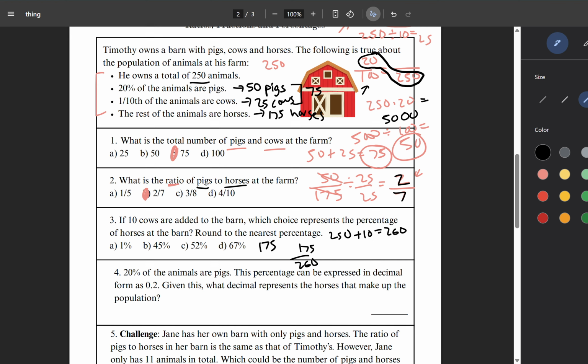So 175 over 260. On some exams, you won't be allowed to use a calculator. So what I would do here is perhaps do some long division. However, for the sake of this video, we're going to use a calculator. 175 divided by 260 is equal to approximately 67%. So, choice D.